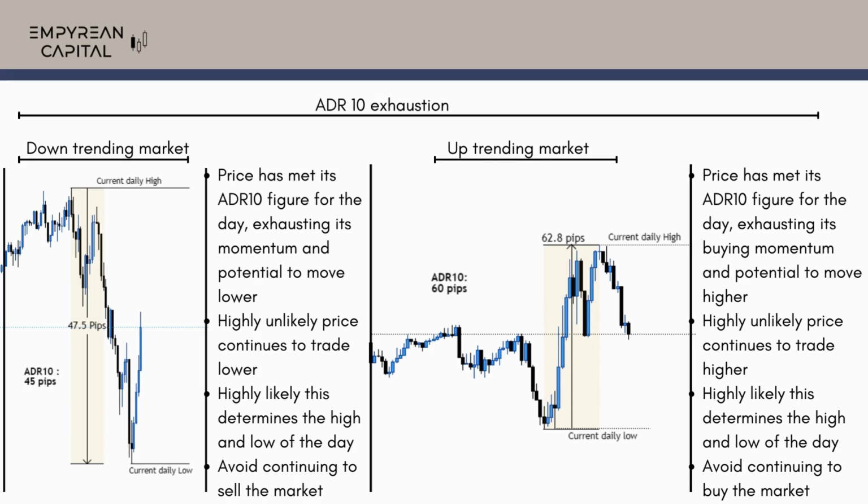So obviously price has met its ADR10 figure for the day, which exhausts its buying momentum and potential to move even higher. So it's highly unlikely that price will continue to trade higher, and it's also highly likely that this determines the high and the low for the day. So we want to avoid continuing to buy the market, because the likelihood of reversals increases, because again, price has met its ADR10 figure, which is 60 pips, and currently price is trading at 62.8 pips.